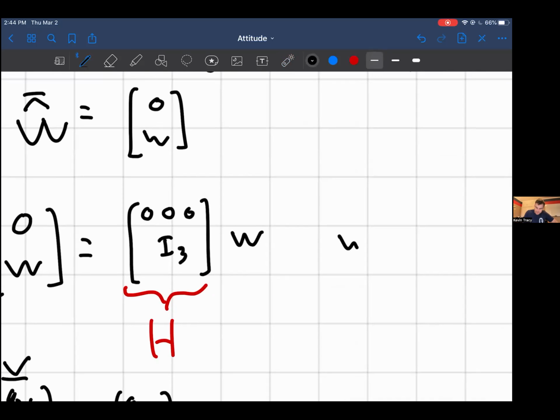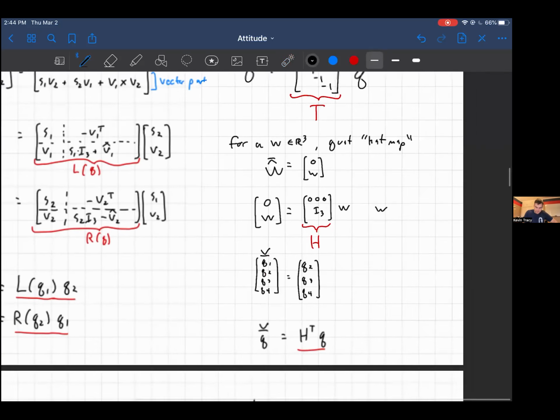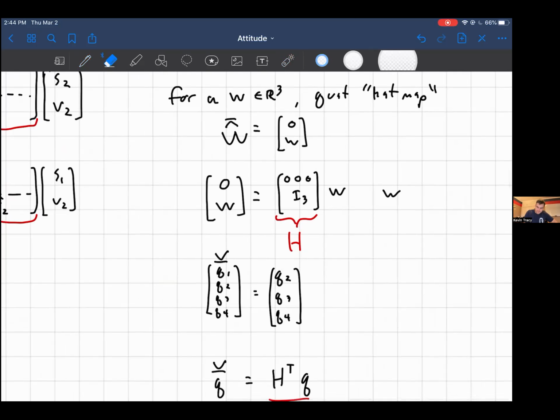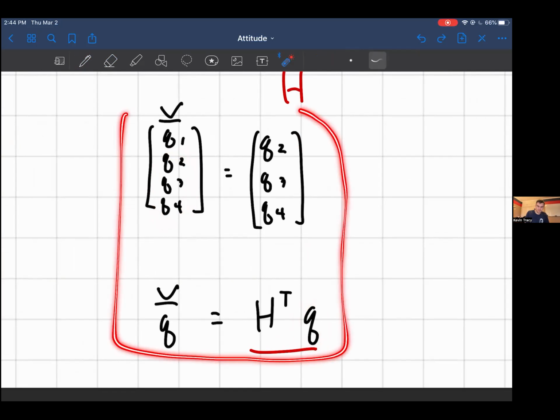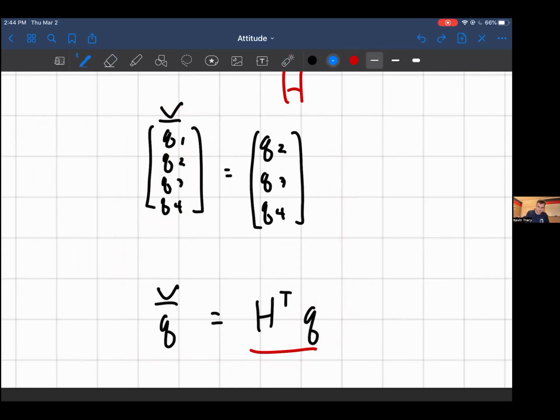And we can also write down the unhat. Yeah, I have it right here. So I can do this same operation for the hat map, and I can do it in reverse. I can take a quaternion and separate it out. So this unhat map will just take the vector components. And this is the same as me doing H transpose Q. So these two things are the same.